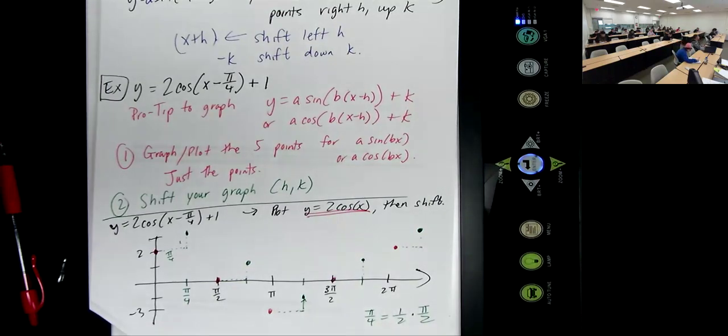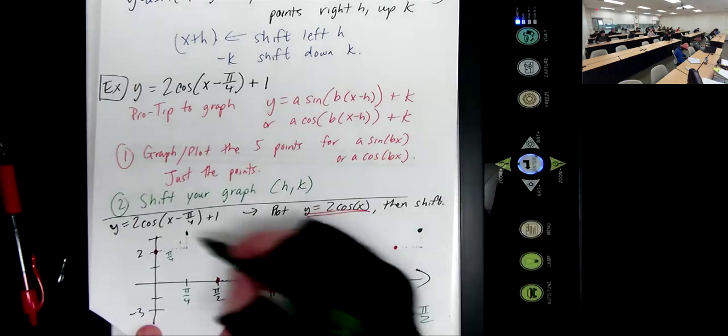I'll do the inequality version, the 3-part inequality, I'll show you that in a second, because some people will like it better. Now that I've got these 5 points, I connect those 5.